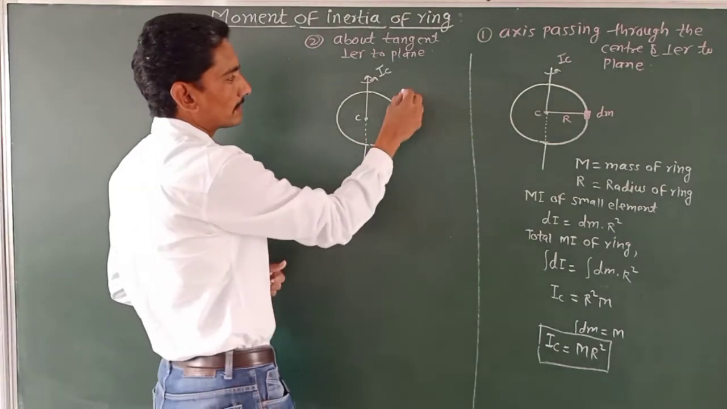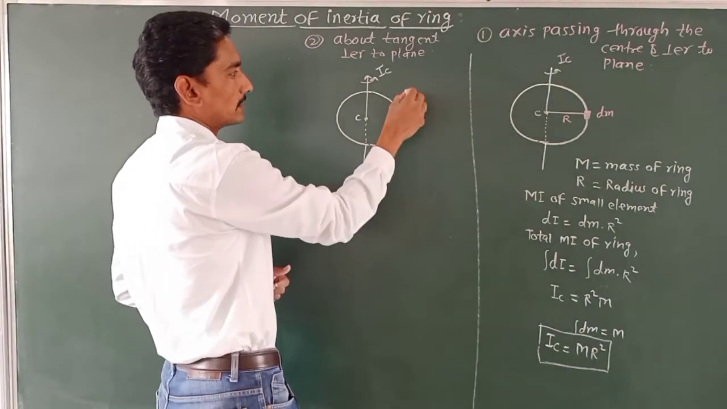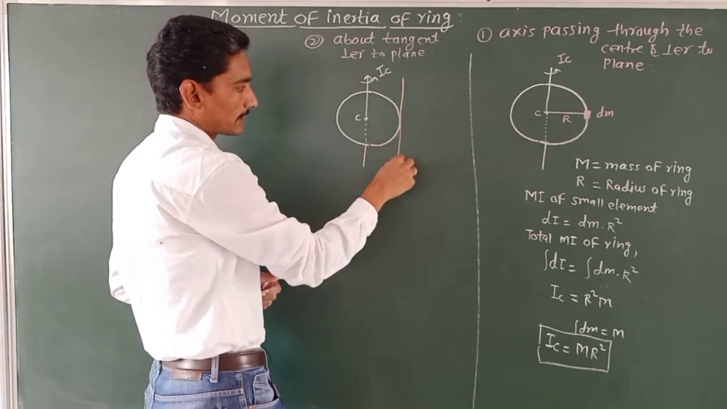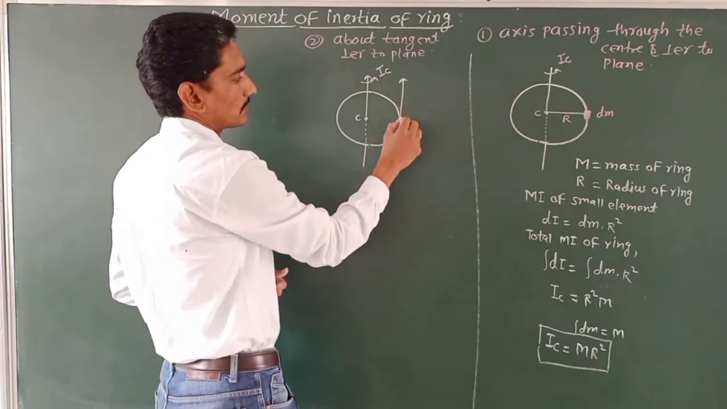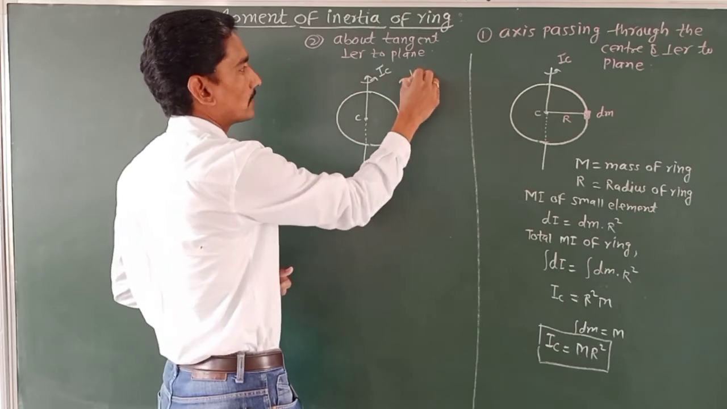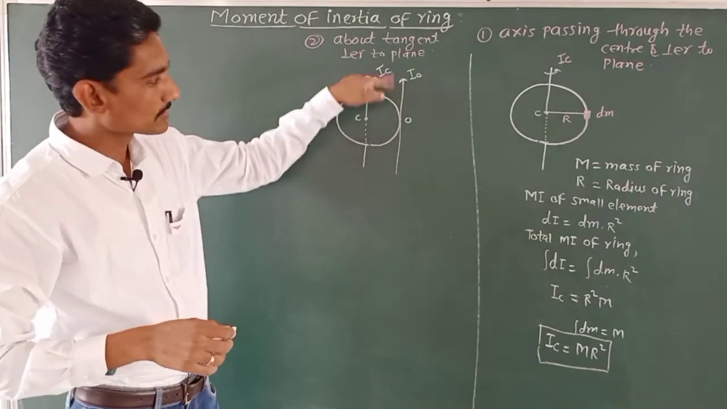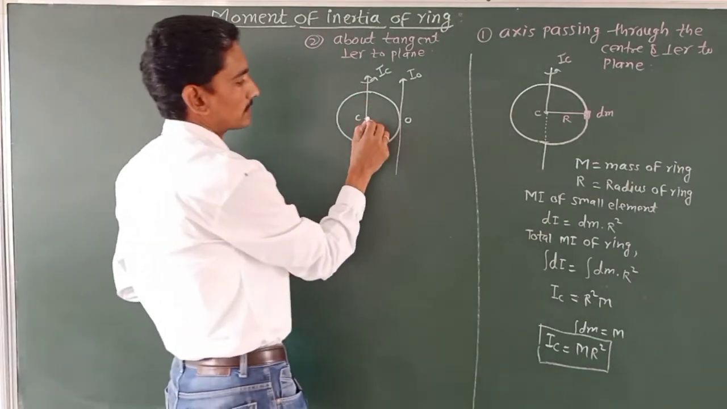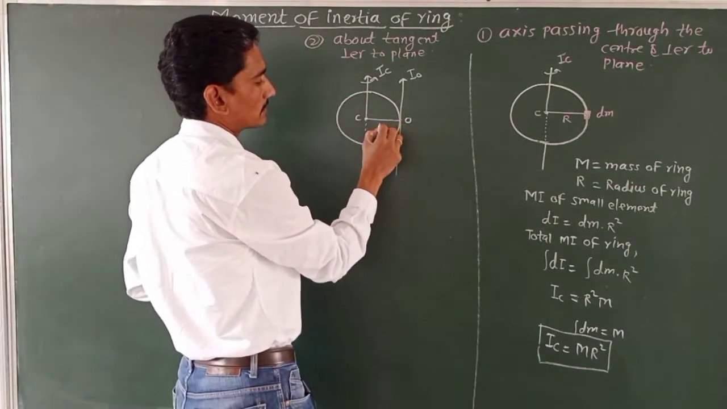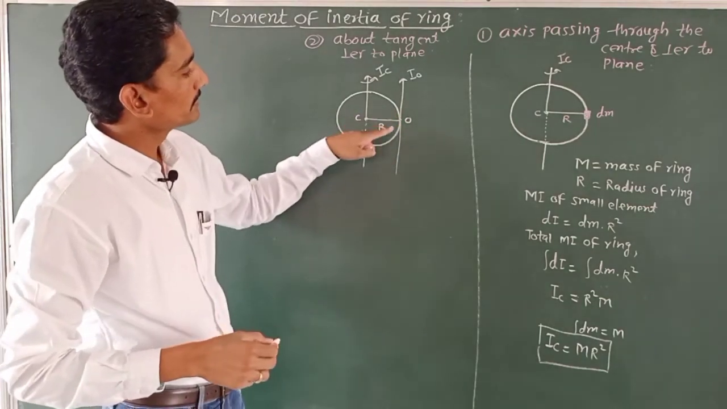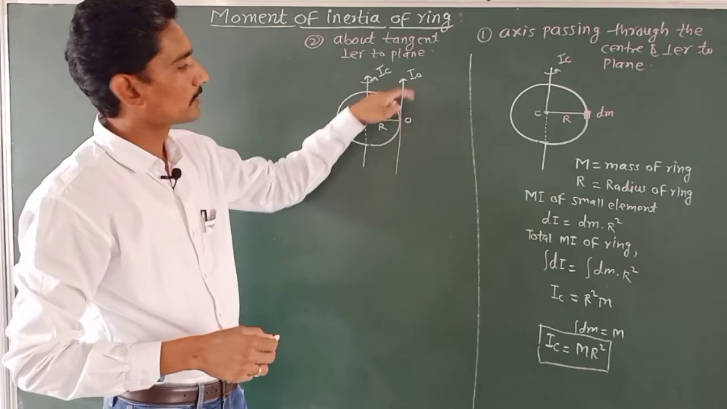Now we have to consider the tangent. Suppose this is the tangent, and the axis of rotation is passing through the tangent. Suppose this is the point O, and IO is the moment of inertia about this axis which is passing through the tangent, and the distance between these two axes is capital R. Now we have to determine the moment of inertia of this ring about this axis.